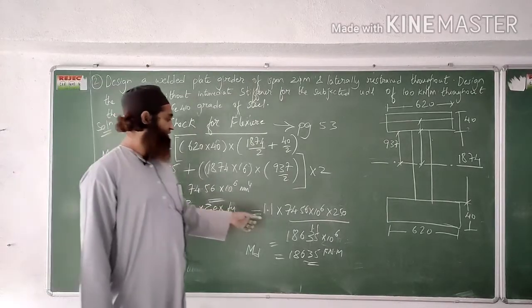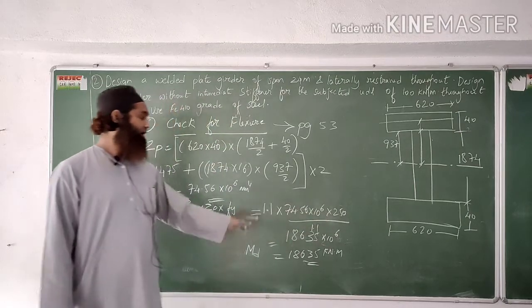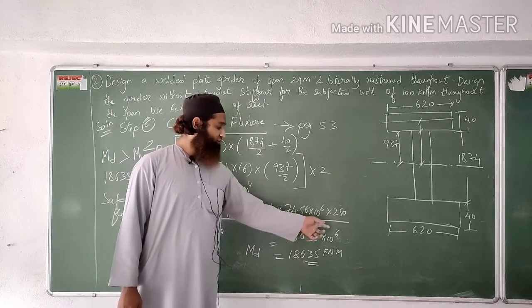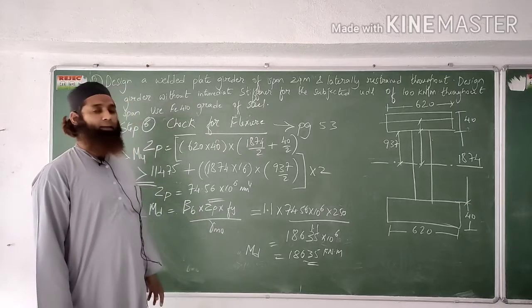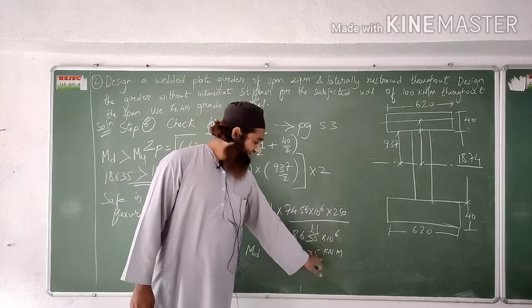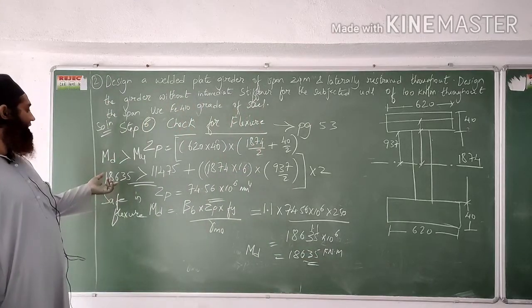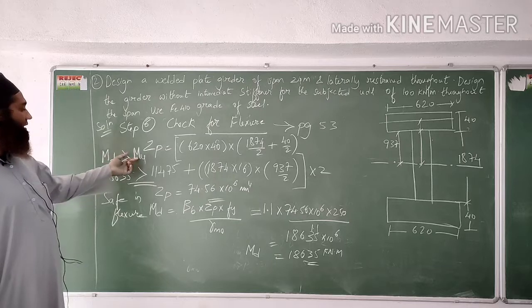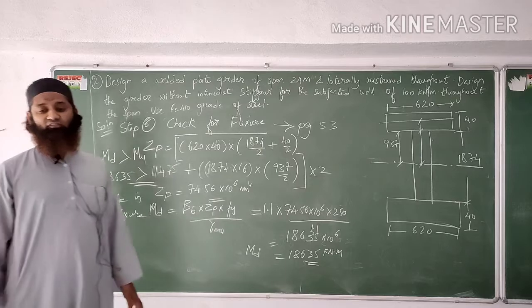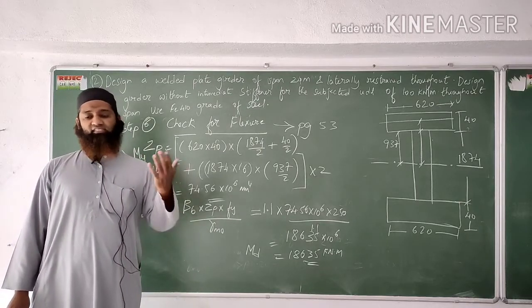I have just substituted these values. Gamma m0 is 1.1, ZP is 74.56 into 10 to the power of 6, into 250 by 1.1. I am getting that value as 18635 into 10 to the power of 6. It is in Newton mm because 250 is in Newton. Converting back into kilonewton meter, that is 18635. Now MD should be greater than MU, 18635 is greater than 11475, so it is safe in flexure. So our plate girder is safe in shear as well as safe in flexure.